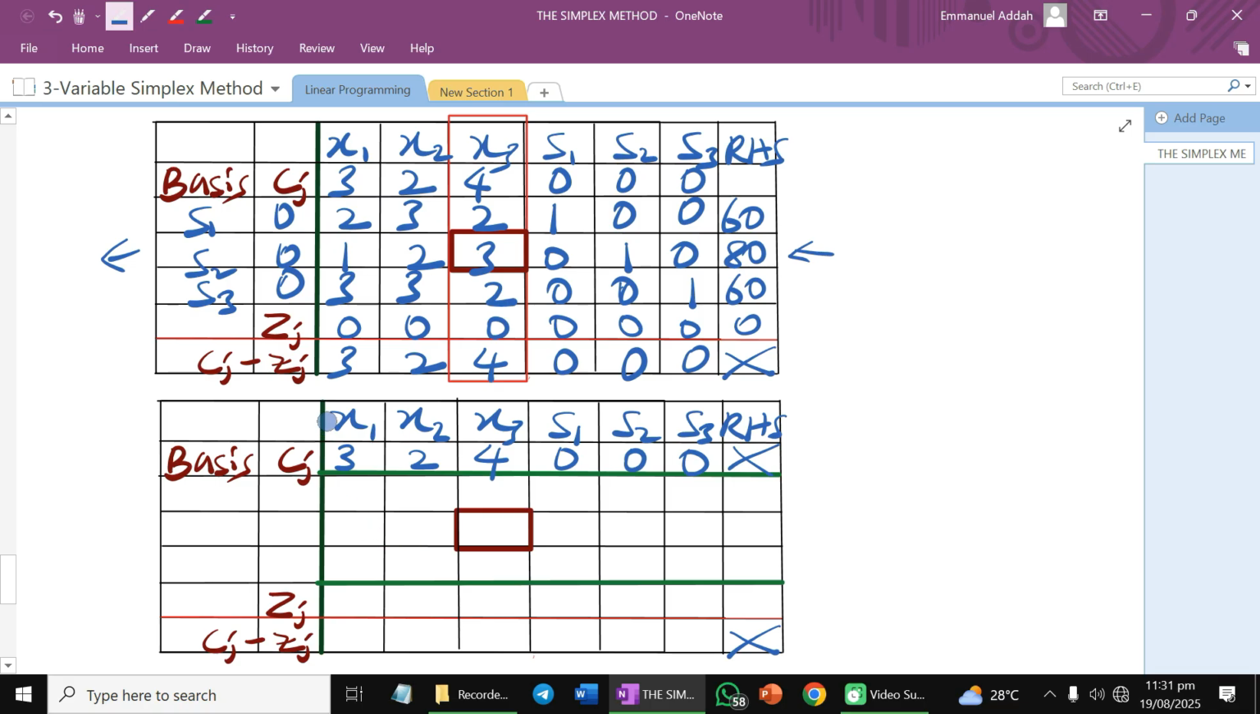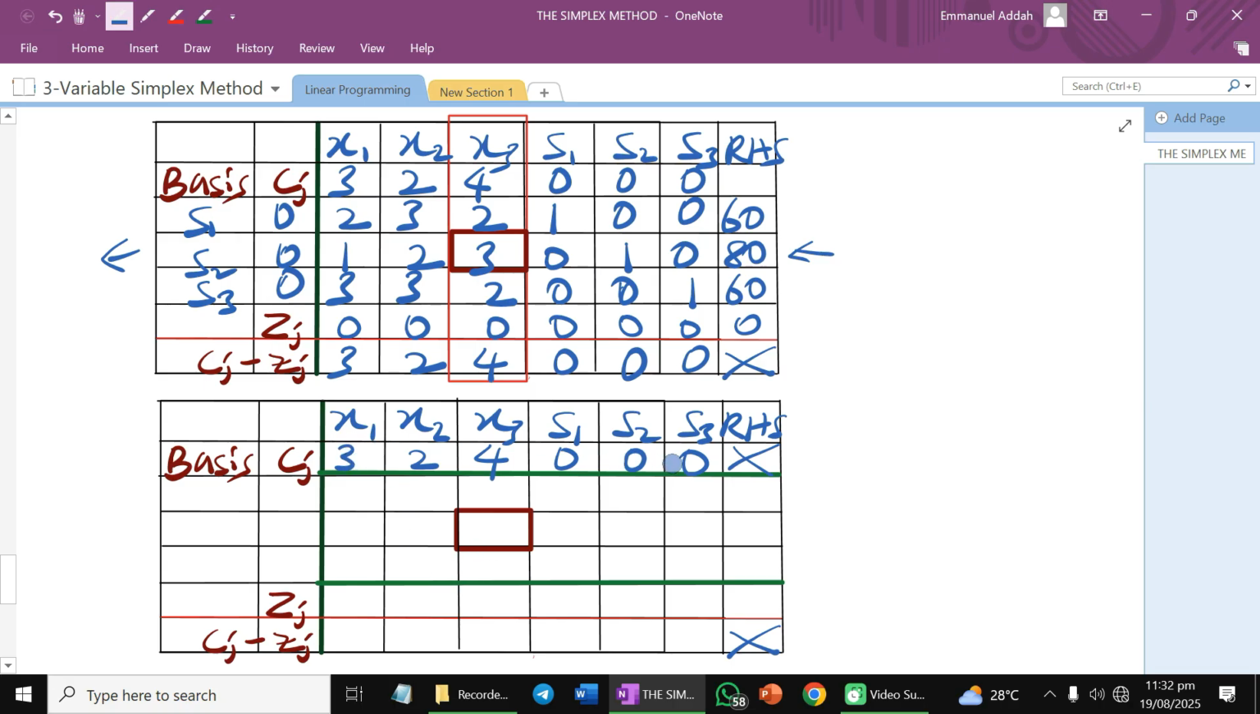Now if you watch, I've drawn a green line here to guide you. You're not going to carry out your computations to the left of this green line. Everything will be inside here. All your computations are going to take place within this green line. Then the Zj will be summing them up and so on. So let's go.